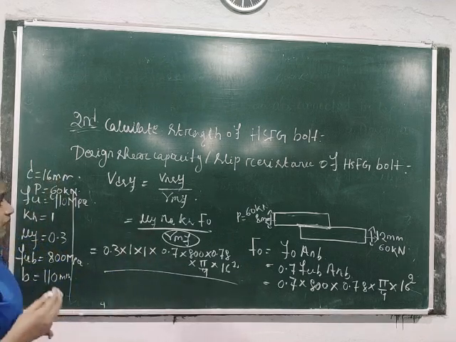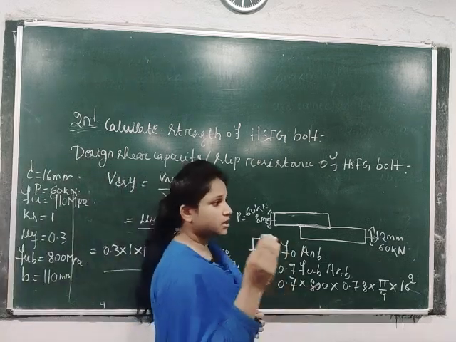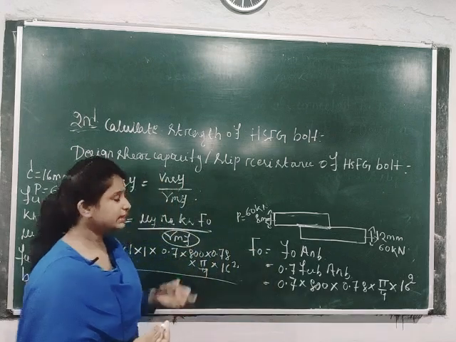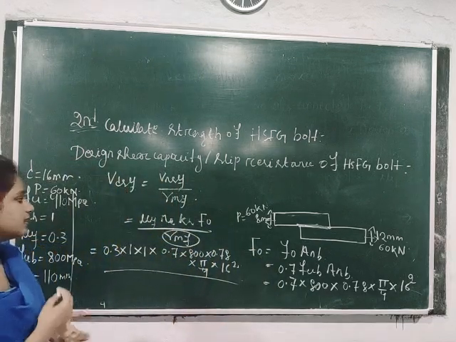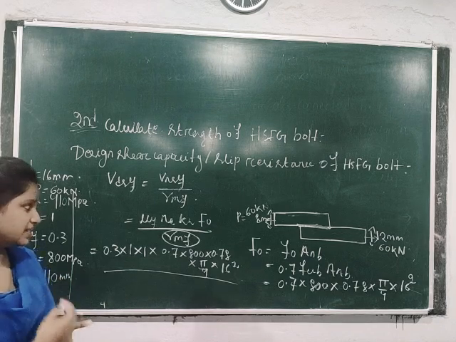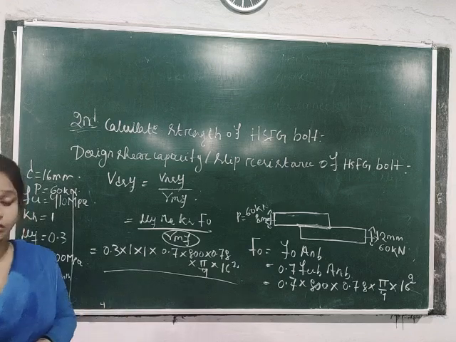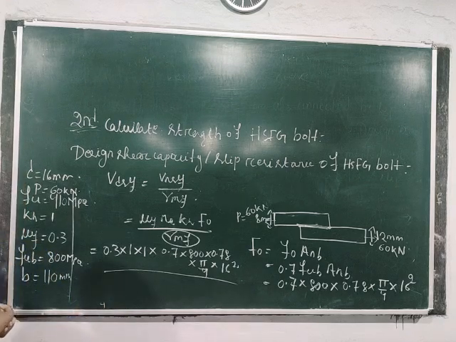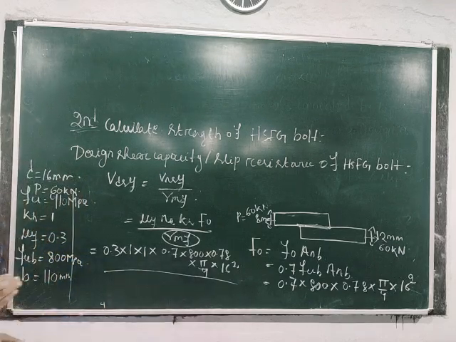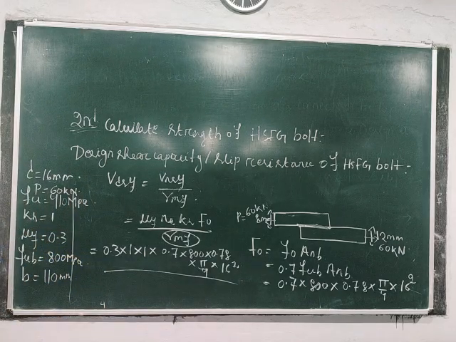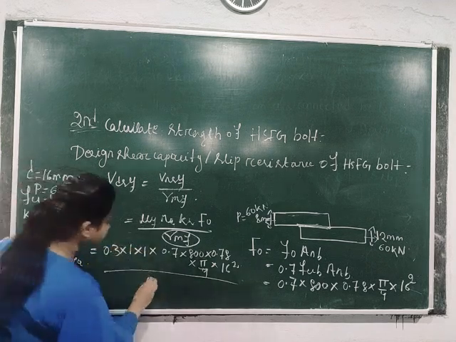Okay, and if it is mentioned in the question that the no slip condition is designed at the service load, then take the value of gamma mf as 1.1. But as here it is not mentioned clearly whether it is designed at the service load or at the ultimate load, we assume that the no slip condition is designed at the ultimate load. So we will take the value of gamma mf as 1.25.